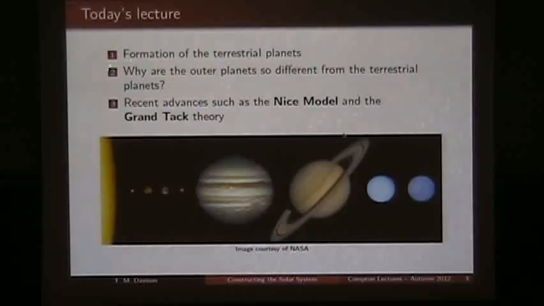So as I said, we'll talk about the formation of terrestrial planets first of all. We'll talk about how we form Mercury, Venus, Earth and Mars. Then we'll look at why the outer planets are so different to the inner planets and how they form in the early solar system. And then finally, I want to just touch on some recent advances in the field. There's two models that have gained a lot of prominence in the field. One is called the Nice model and one is called the Grand Tack theory. And we'll talk about those recent advances along with a few other things to give you an up-to-the-minute update on the ideas that we have about planet formation.